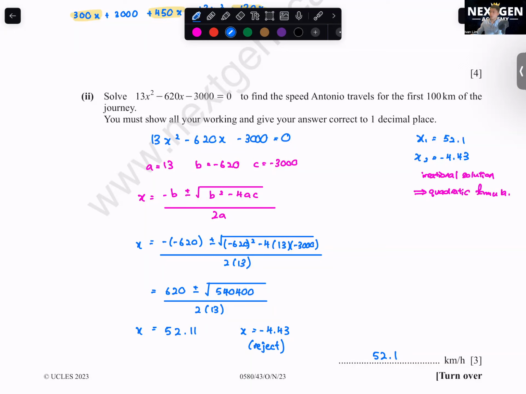If you all can do this, just type this. Question 10.